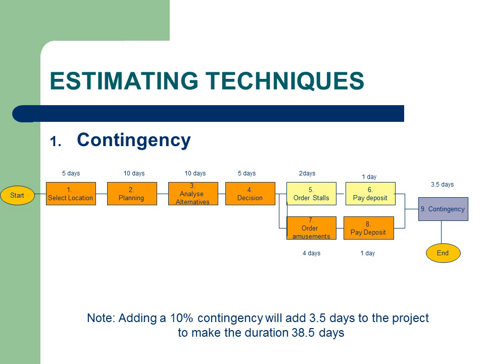By adding a 10% contingency into our order stalls and amusements work package, we've added 3.5 days to the project duration. Typically, the contingency used in project estimating can vary from 10 to 25% depending on the degree of certainty. For example, if you're using new technology for your project, then you would have a higher contingency than if you're doing something very similar to what you've done on a previous occasion.